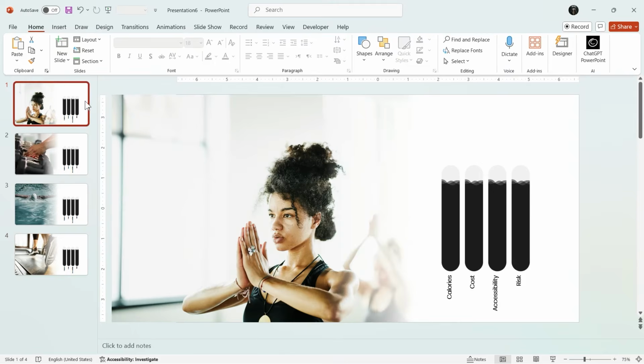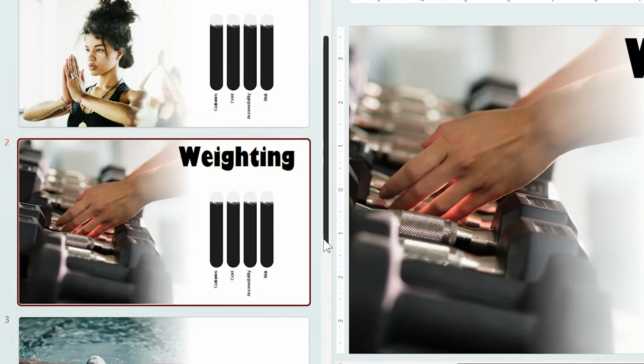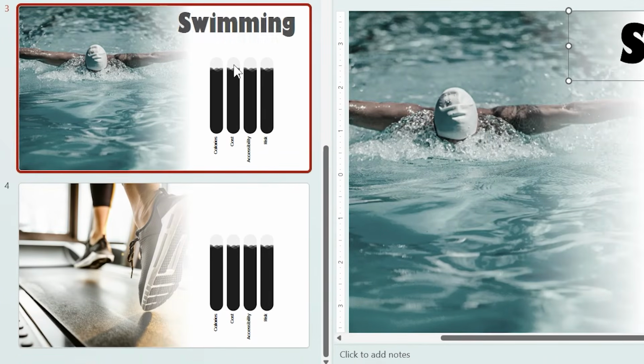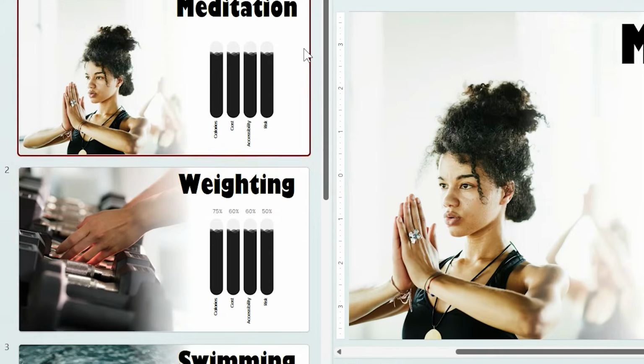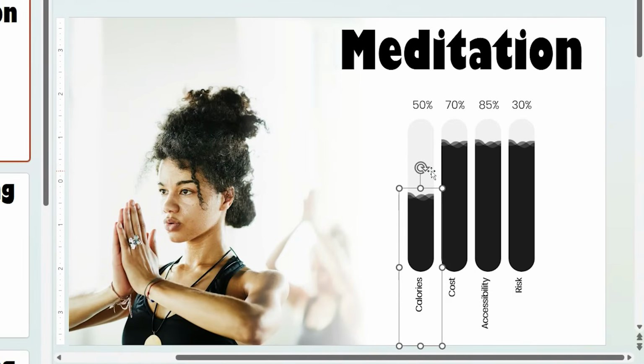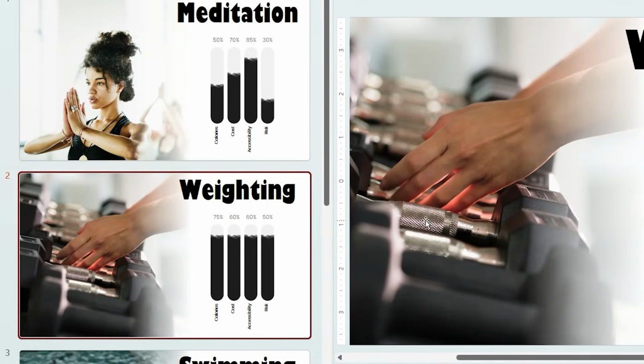In this part, I want to add text including titles, bar charts details, and values, one by one. Rise and lower the bars based on their values like this. Then do this to other slides.